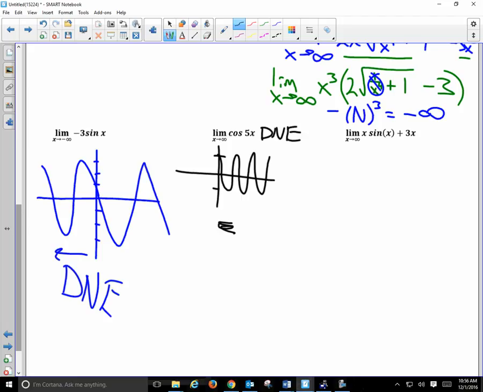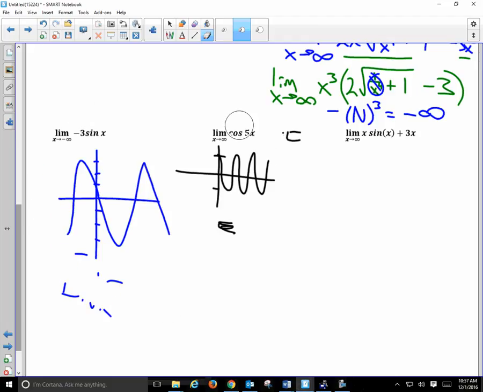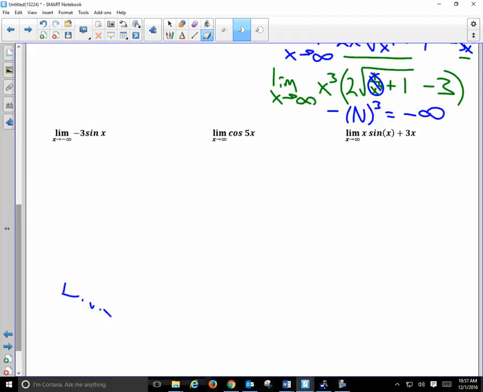And so sometimes people are tempted, if they see a sine or a cosine or anything of that nature, they're like, well, it doesn't exist. That's not the case at all, because the next one does not have just a sine and a cosine. It also has an x and a 3x. And if I factor out the x, I get the limit as x goes to infinity of x times sine of x plus 3.